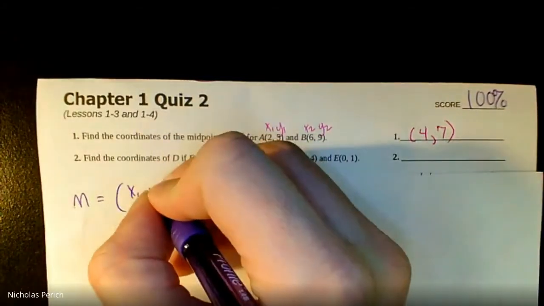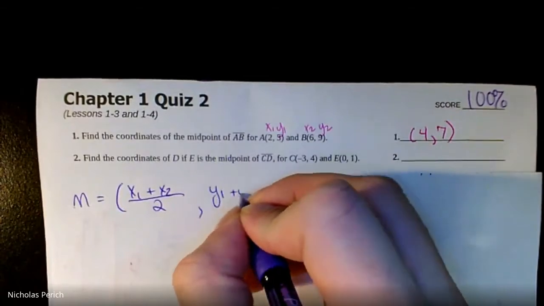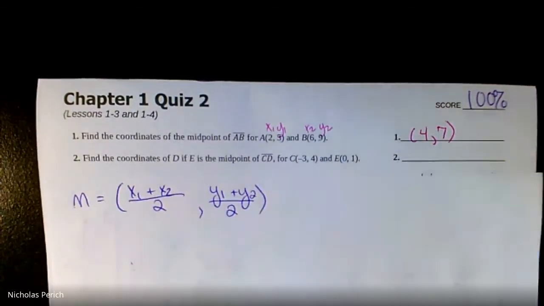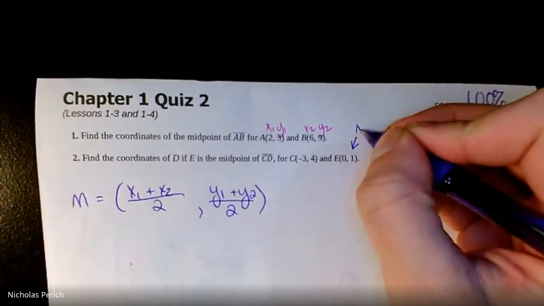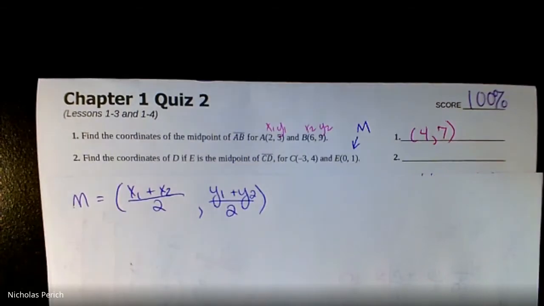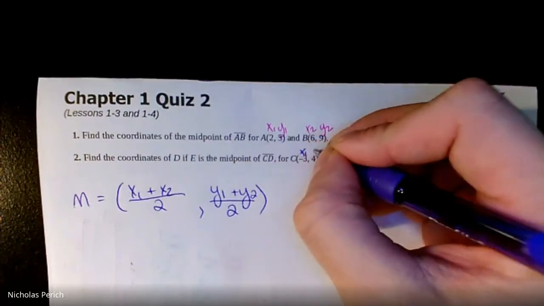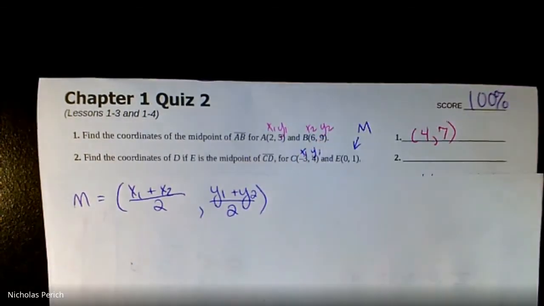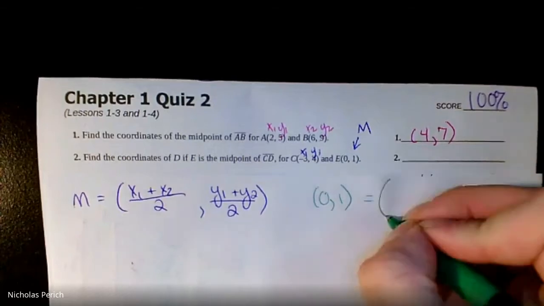The formula, again, is the average, x sub 1 plus x sub 2 over 2, comma, y sub 1 plus y sub 2 over 2. Oh, it tells you that E is the midpoint. So you're the midpoint. You're my M. C is one of the endpoints, so I'm going to label you x sub 1, y sub 1. So now I'm going to plug in what I know into my midpoint formula. My midpoint is 0, 1.